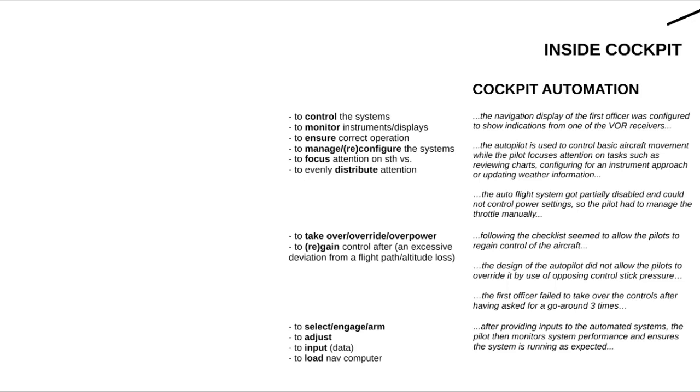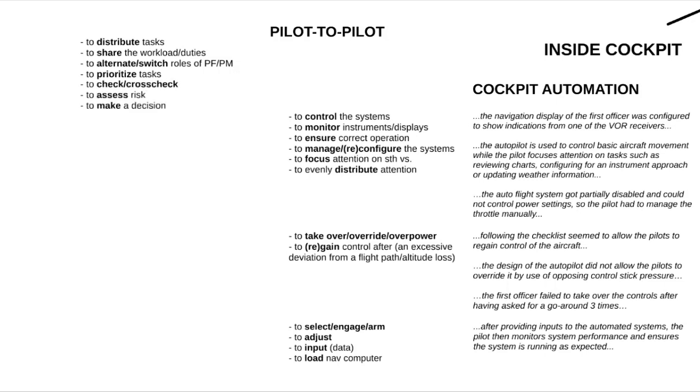Finally, pilot-to-pilot interactions. A common thread for discussion here is how the tasks are distributed among pilots, or how they share the workload or share the duties, how they alternate or switch roles of pilot flying and pilot monitoring, and also how they prioritize tasks in case of an abnormal situation. Let's also add simple yet important checking and cross-checking each other's actions, assessing risks, and making a decision.